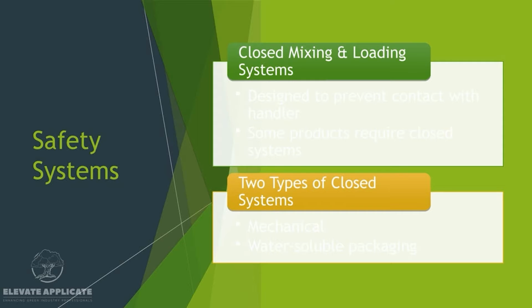So what are some safety systems? Well, there's a couple of systems for mixing and loading. These systems are closed systems, and they're designed to prevent contact with the pesticide handler. Some products require closed mixing systems. And what that basically means is that you do not touch it.